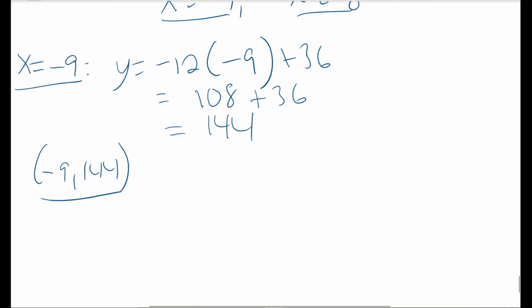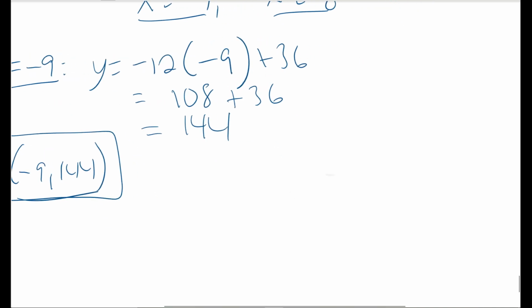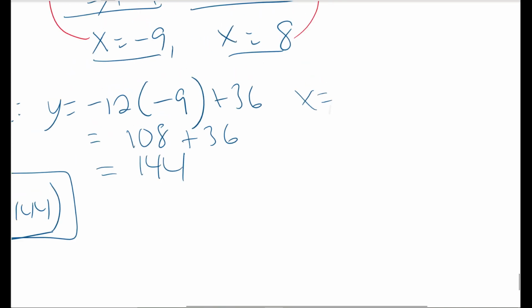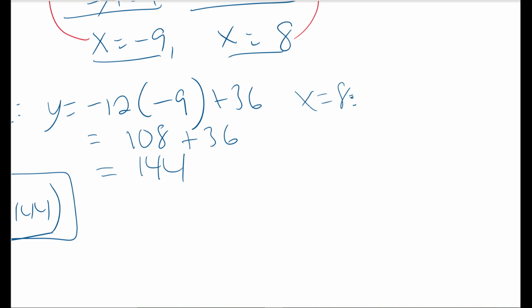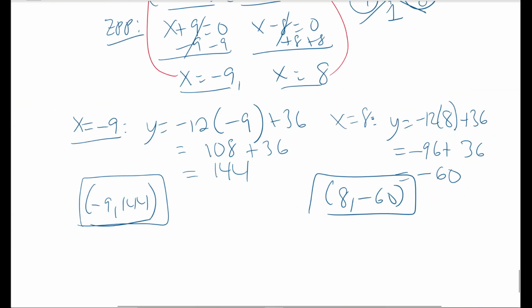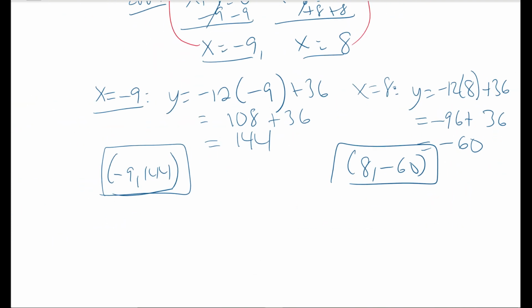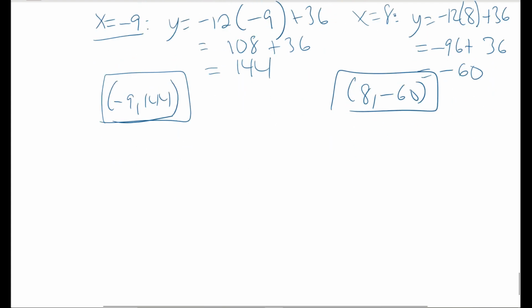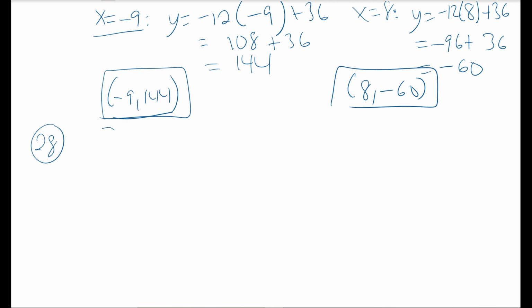All right, now that's one of our solutions. Now let's plug in x equals, what was our other answer? 8. Okay, let's plug in x equals 8. Same equation. y equals negative 12x plus 36. Negative 12 times 8 is negative 96. Negative 96 plus 36 is negative 60. So that means one of our solutions is 8 and negative 60. All right, so those are our solutions for the system. All right, we're going to repeat this process for number 28.